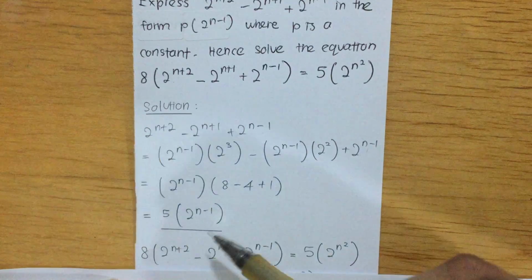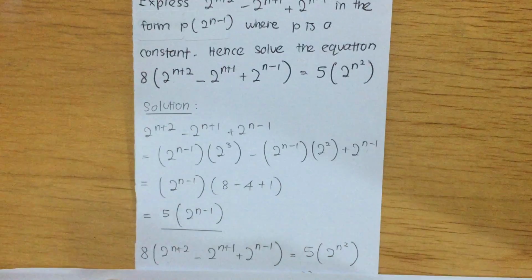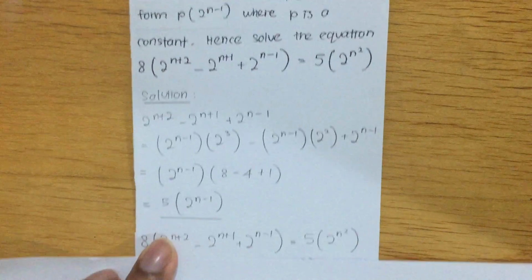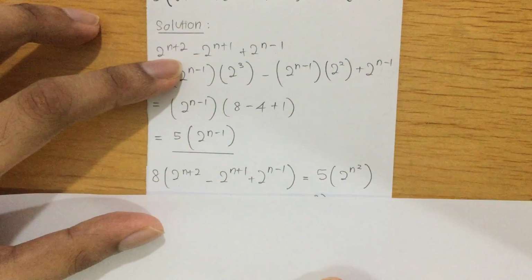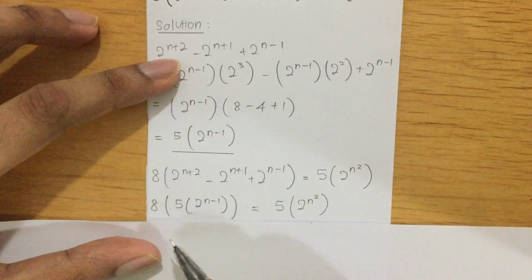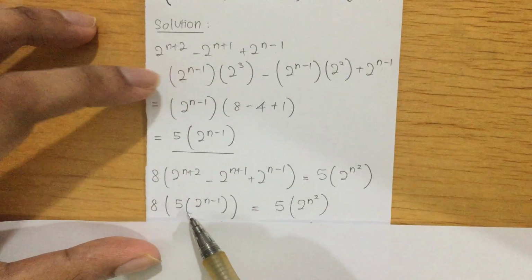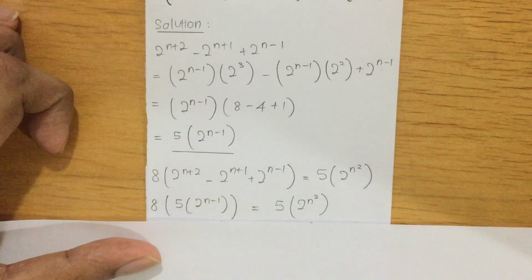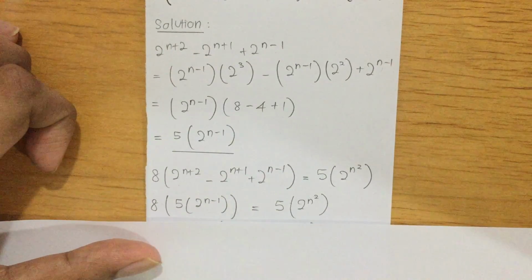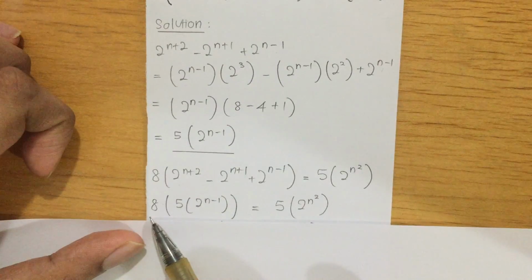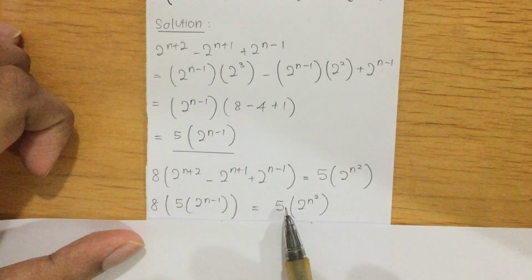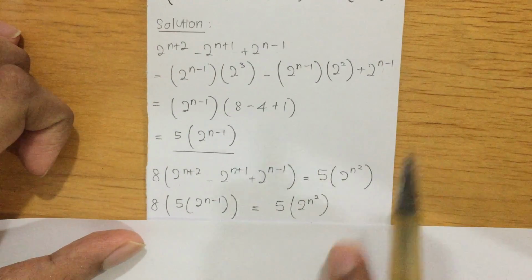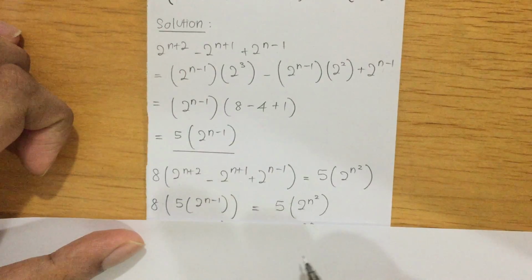So what we can do here is substitute this into here, to make the indices simpler. So 8 times 5(2^(n−1)) equals 5(2^(n²)). For the next step, we're going to divide the whole equation by 8, which becomes 5 divided by 8 on the right-hand side, so that 8 will become 2 to the power of 3.